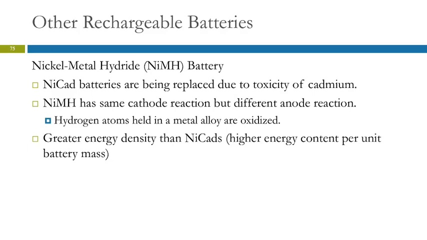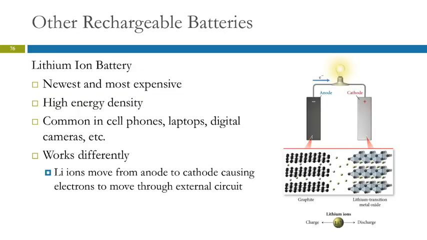So the nickel metal hydride battery has the same cathode reaction, but a different anode reaction. And so it's got hydrogen atoms held in a metal alloy, and those get oxidized. Another benefit is this has greater energy density, meaning you have more energy content per unit of battery mass. So you'll get longer life for your device for the same amount of battery mass. And who wants a super heavy battery in their pocket? Nobody.